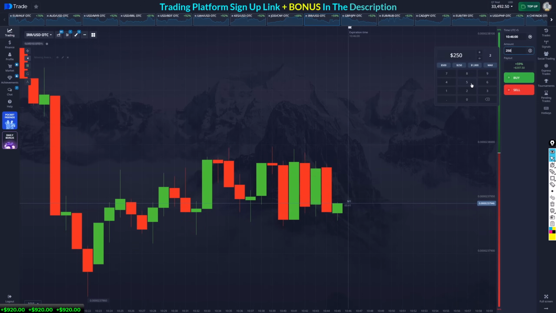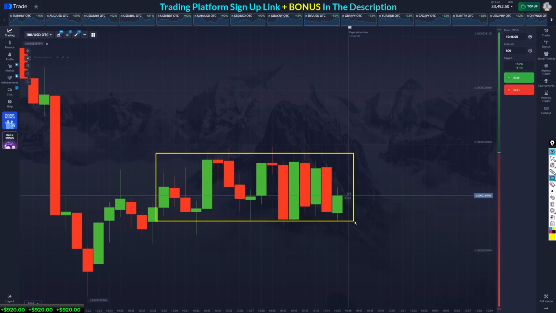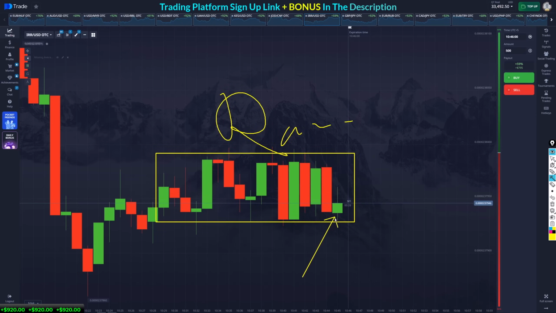Let me just take this with 500. Oh, it's already moved. I was taking this 500 because we are in a red-green pattern. I'm sorry, we are in a ranging market and we are in a red-green pattern. And also we have a little gap down.